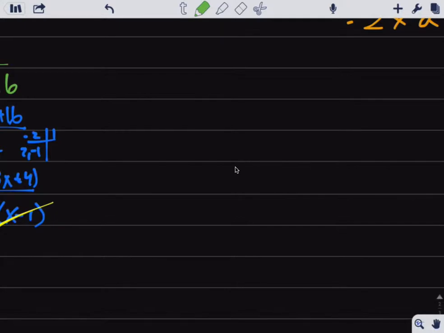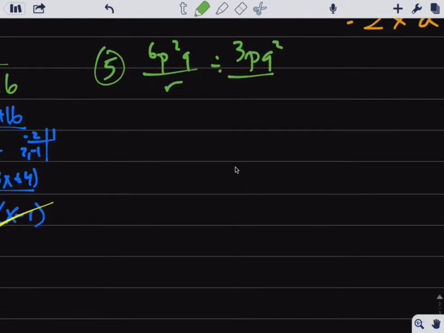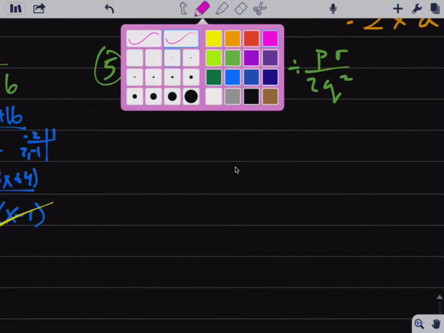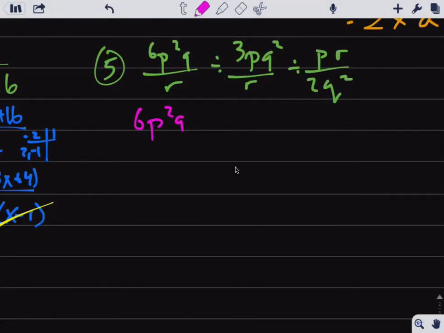And one last type to match your problems. It's example 5: 6p squared q over r divided by 3pq squared over r divided by pr over 2q squared. When this happens, we just change all of this to multiplication: 6p squared q over r times r over 3pq squared times 2q squared over pr. We put everything together on the top.